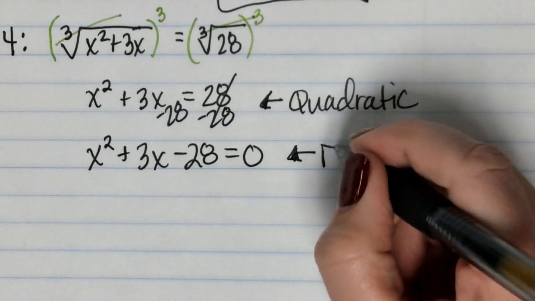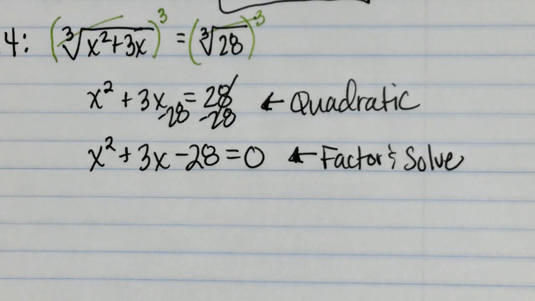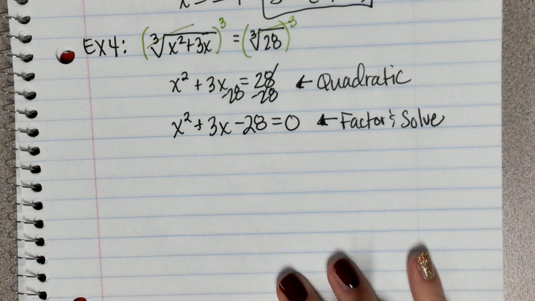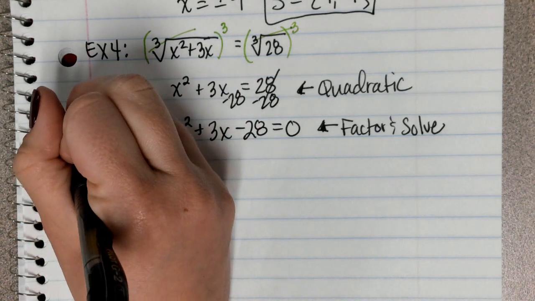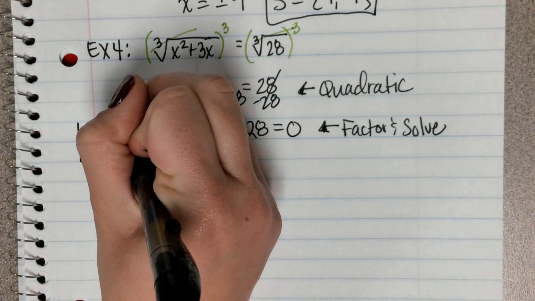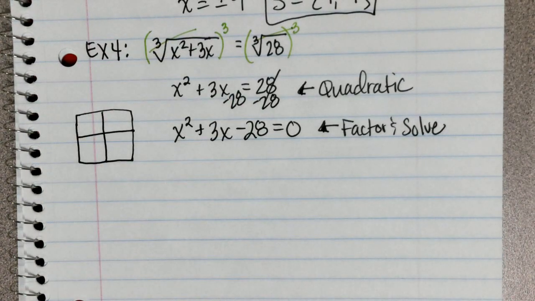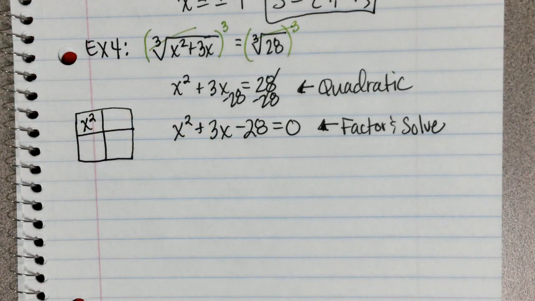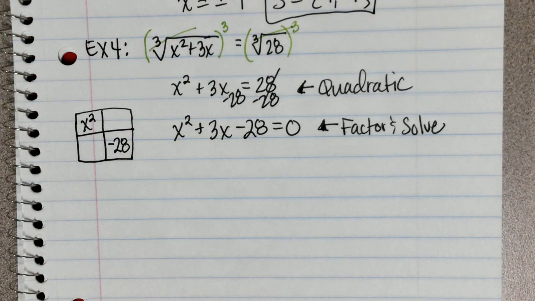Okay, now what do we do with this? We factor and solve. If you need to draw a box to help you factor, you can do that. The one on your assignment, you're probably going to want to draw a box for, so I'll draw a box just so we remember how to use it. The first term goes in upper left. The last term goes into bottom right.